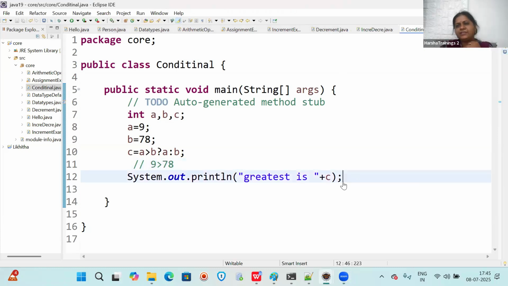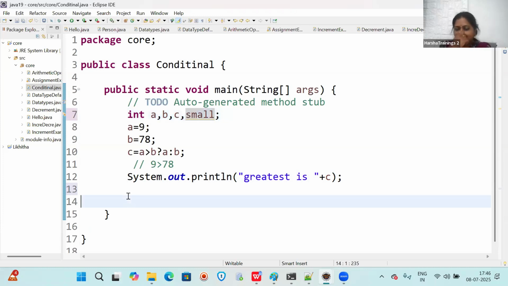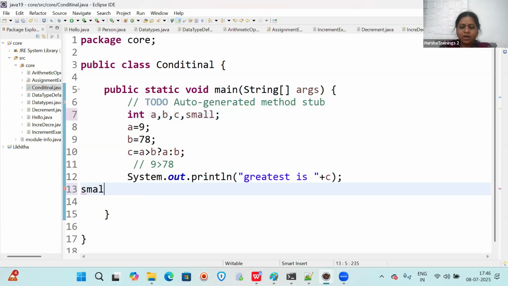So like this you can print. Smallest also you can find out. Suppose if you want to find out smallest, I have taken one more variable; a variable name can be anything. I'm just writing small. That is my variable name. Now I can write small is equal to A less than B, question mark A, colon B.